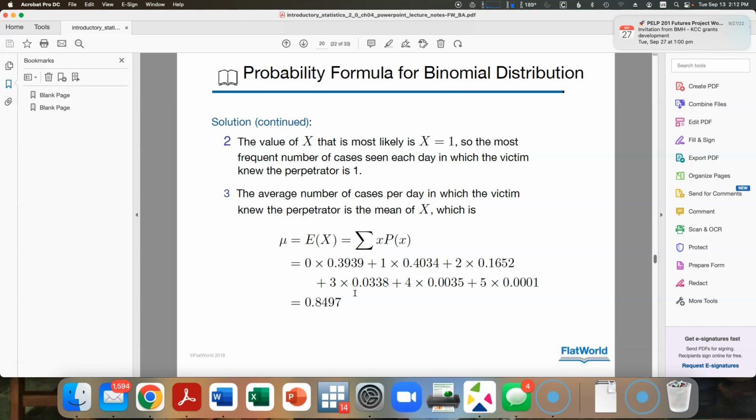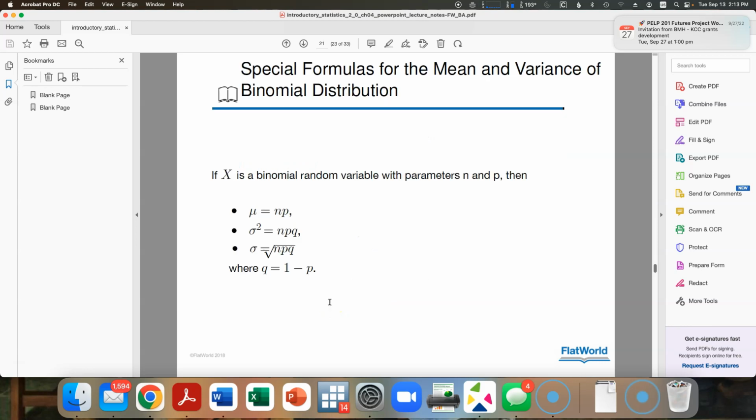And then for the average number of cases, finding the mean. Again, we're just plugging and chugging. And that's all we're doing here. So we're going to take each of the outcomes, 0, 1, 2, 3, 4, 5, multiply it by its probability of occurring, and then add those up. And that gets us our mean.